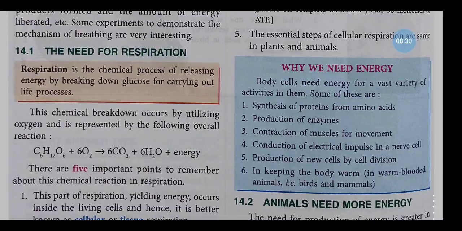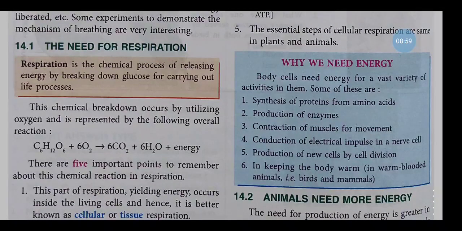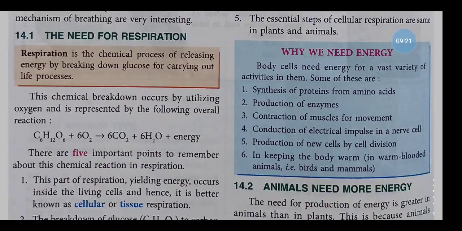First is synthesis of protein from amino acids. Part of the energy released during cellular respiration is utilized in the synthesis of protein. We know that protein synthesis takes place in the cytoplasm, in the ribosome, with the help of transfer RNA and DNA. So, this synthesis needs energy. Next, production of enzymes. You know that our body has a large number of enzymes which perform specific functions, and these enzymes are produced from protein. For the production of protein, energy is required.